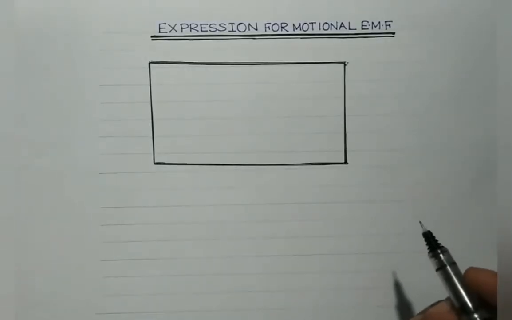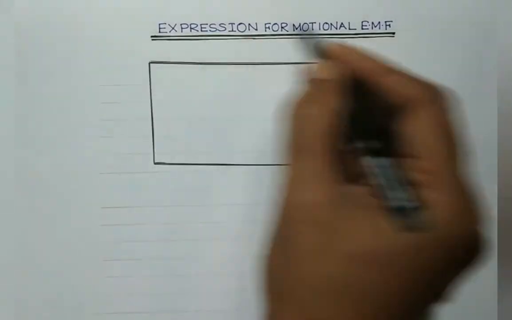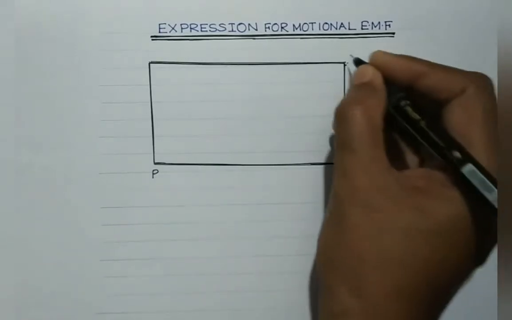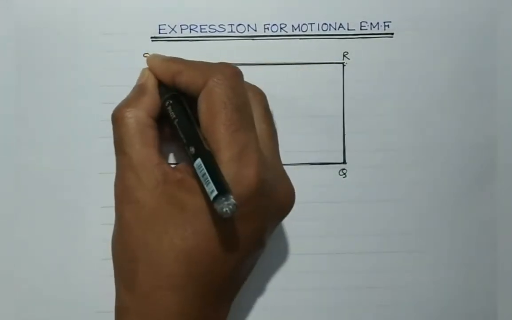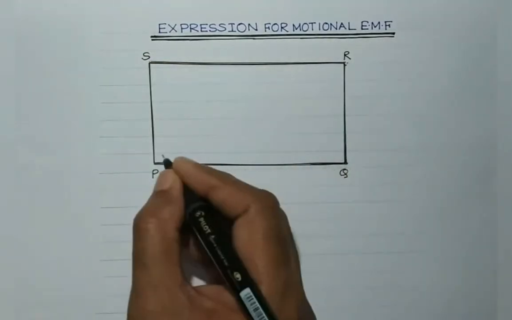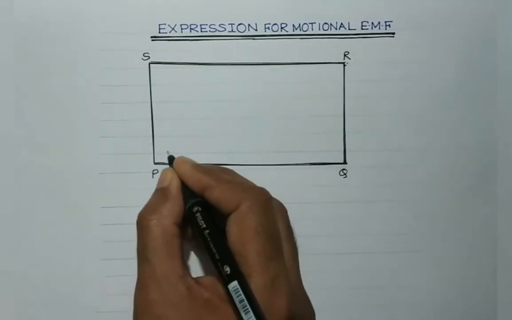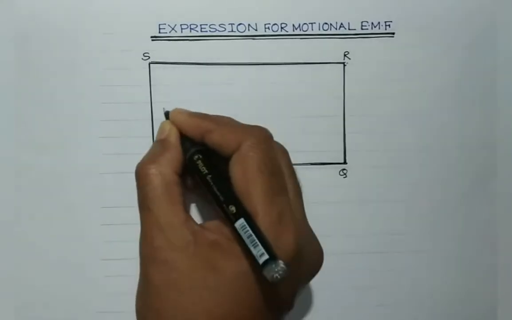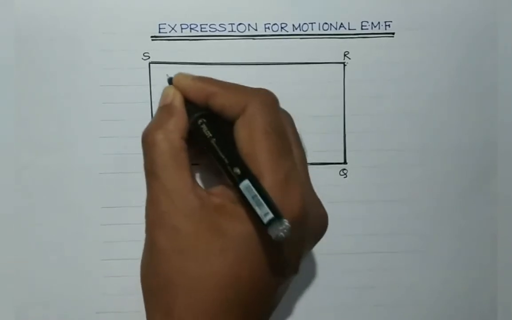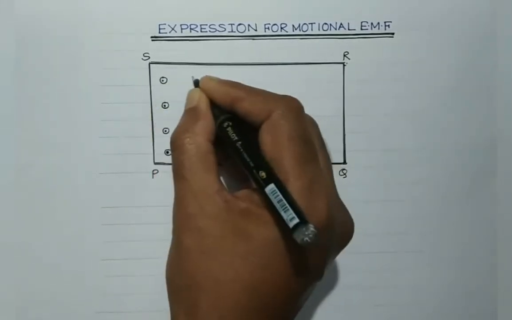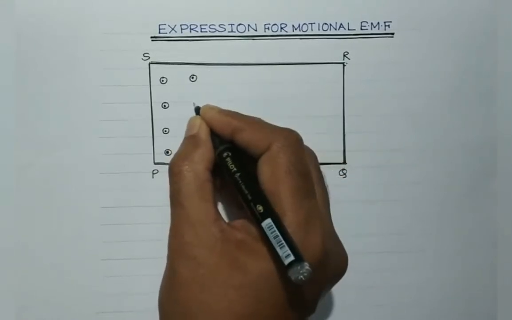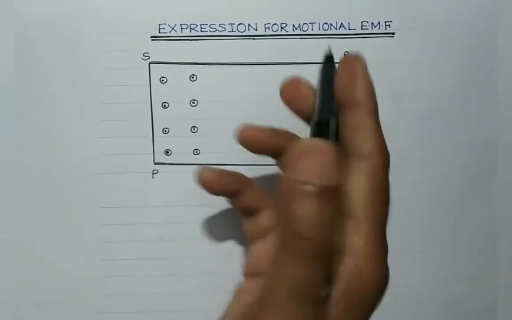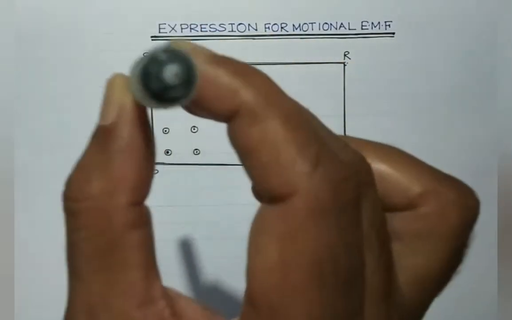Let us consider, students, this region, let us assume it to be P, Q, R, S. This is a region of uniform magnetic field. And here in this region, suppose the magnetic field is given by this symbol dot. That is, in this region the magnetic field is uniform and it is directed perpendicular to the plane of this paper and directed outwards like this. The magnetic field lines are directed outwards, right?